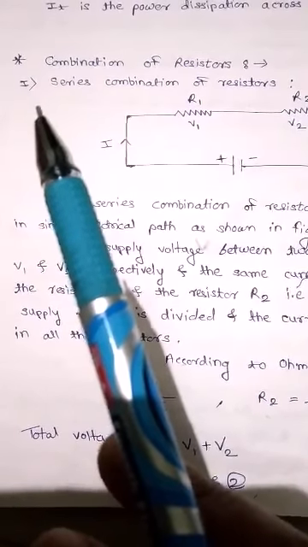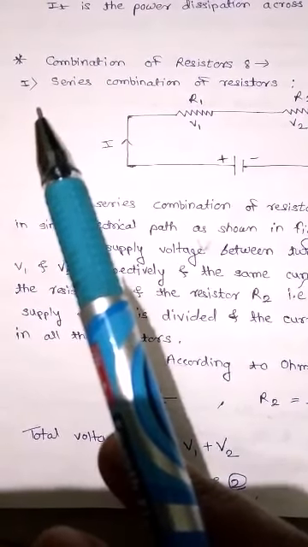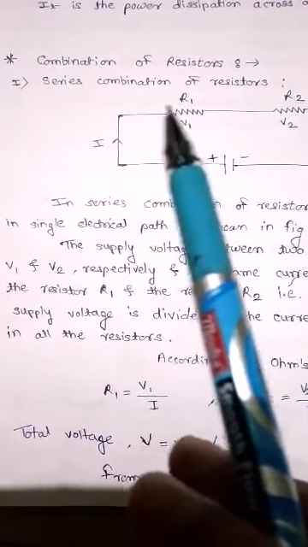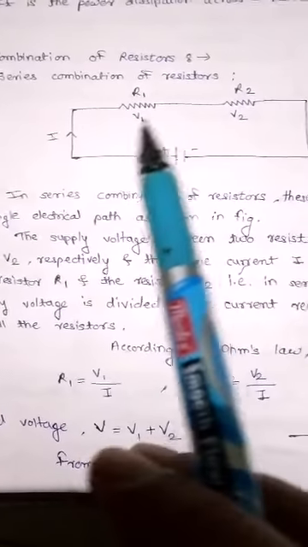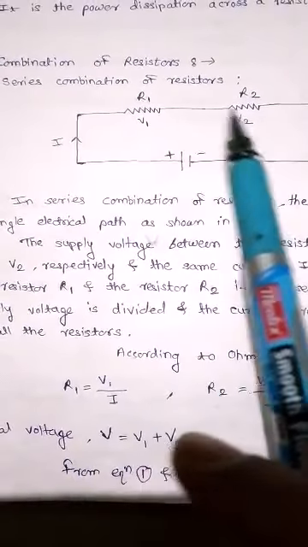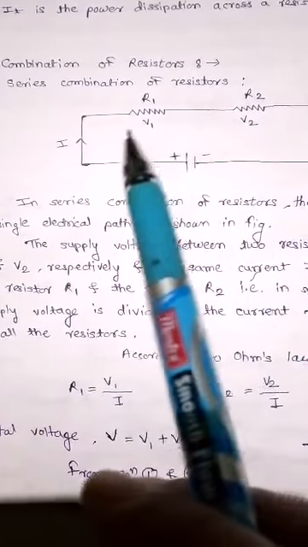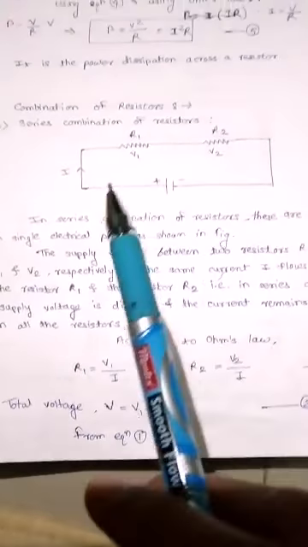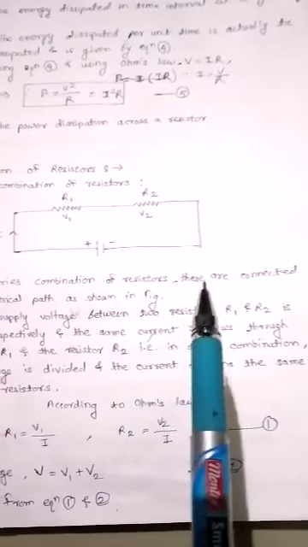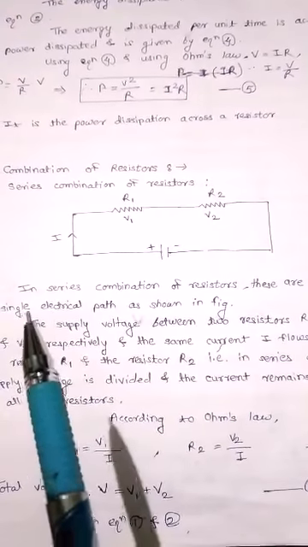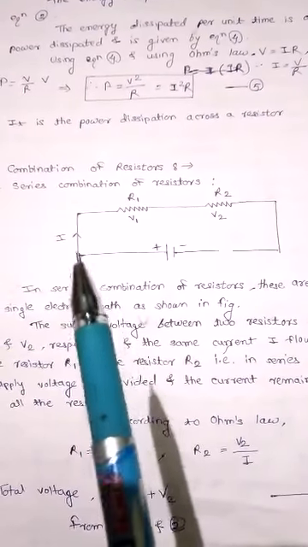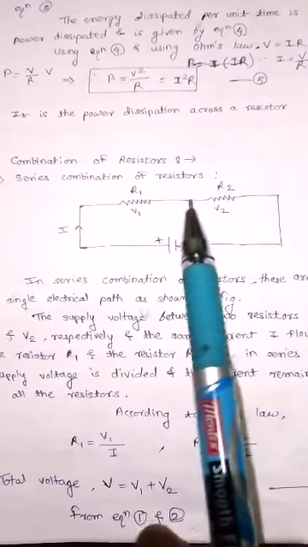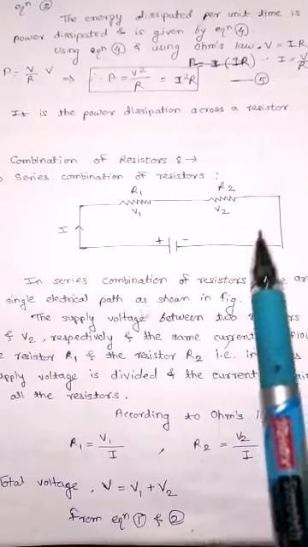So first point is series combination of resistors. So now here R1 and R2, two resistors, are connected in series combination. Now series combination means in series combination of resistors, these are connected in a single electrical path as shown in figure. Now here current flowing through that resistor is a single electrical path.